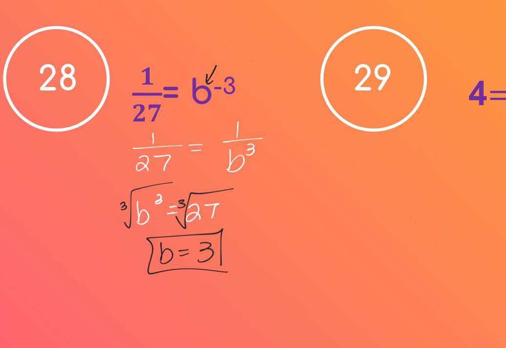And then again, think about it. If you check this, 3 to the negative 3 would be 1 over 3 to the third, which is 1 over 27.